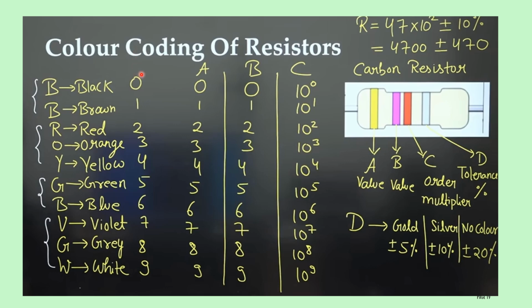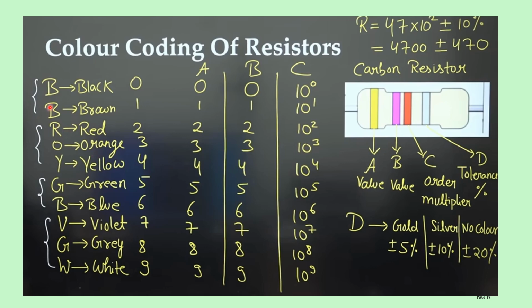Let us discuss in detail the color coding of a resistor. Here consider an example of a carbon resistor. Normally the resistor contains 4 bands. Each band gives valuable information. The first band is indicated by A, it gives a value. The second band is indicated by B, it also gives a value. The third band is indicated by C, it gives the order or multiplier. The fourth band is indicated by D, it gives the tolerance, the percentage of error.